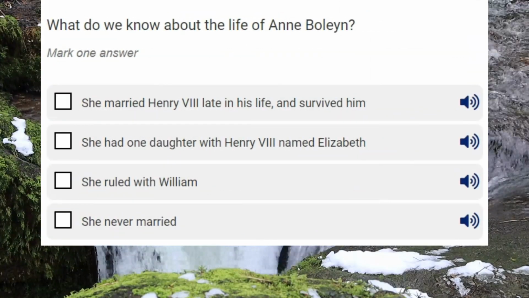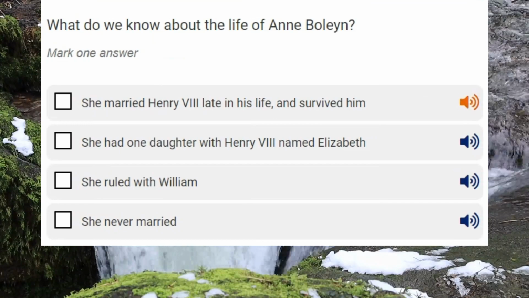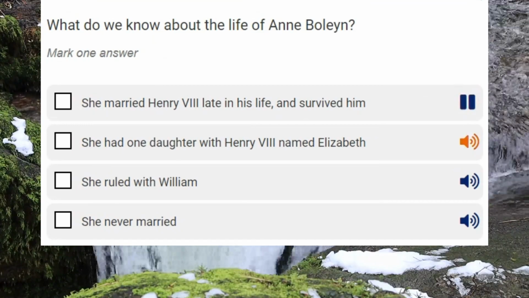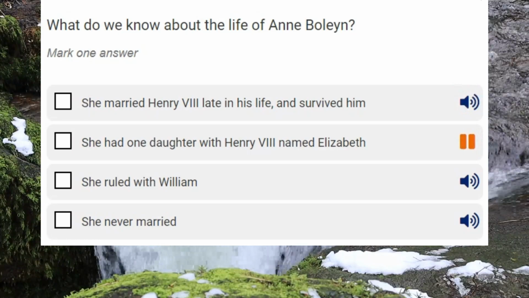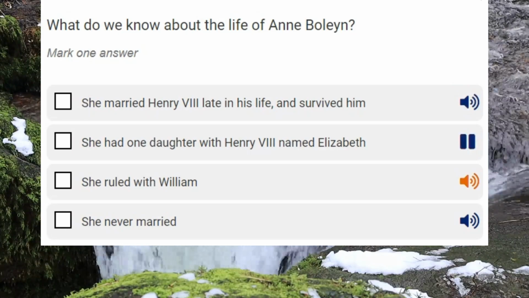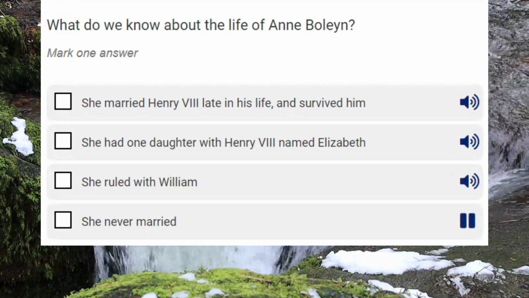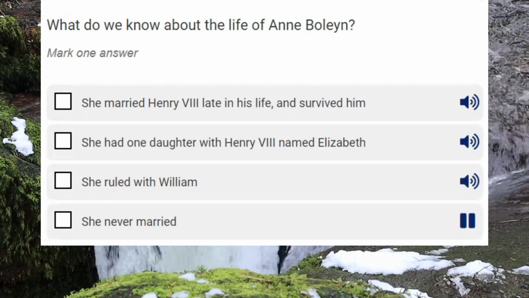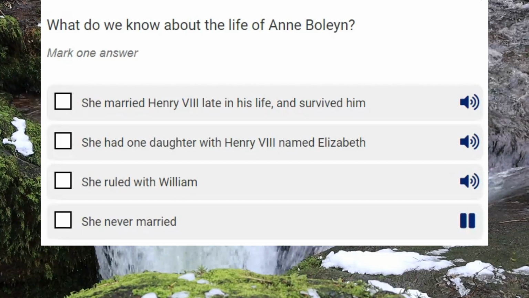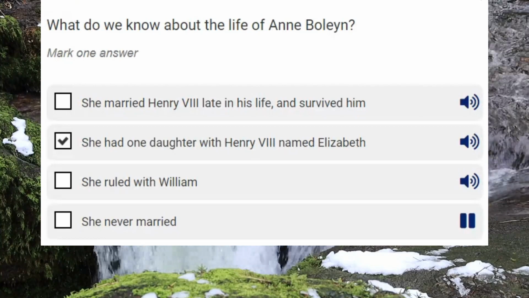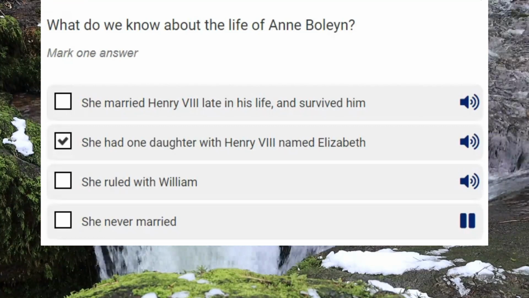What do we know about the life of Anne Boleyn? She married Henry VIII late in his life, and survived him. She had one daughter with Henry VIII named Elizabeth. She ruled with William. She never married. The correct answer is she had one daughter with Henry VIII named Elizabeth.